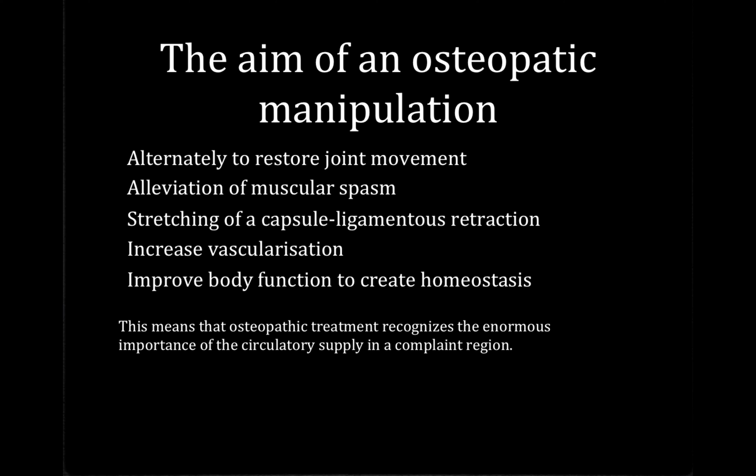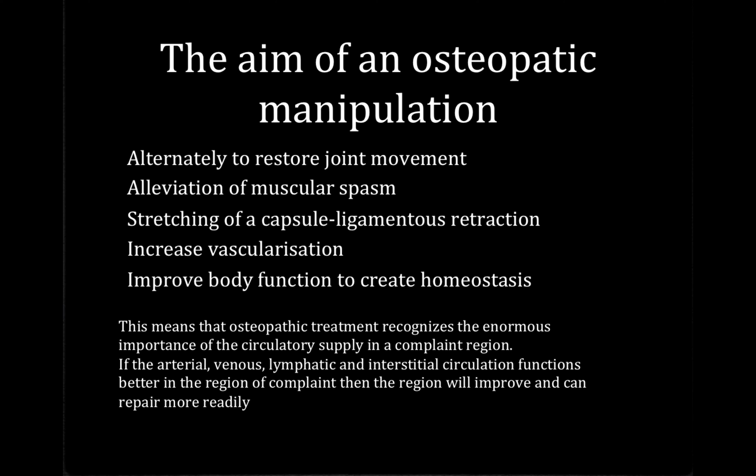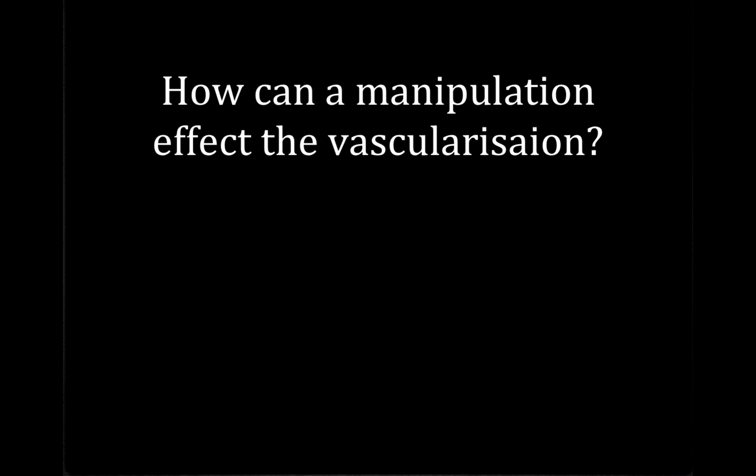This means that osteopathic treatment recognizes the enormous importance of the circulatory supply in an area of complaint, also known as the arterial rule. If the arterial, venous, lymphatic, and intestinal circulation functions better in a region of complaint, then the region will improve and repair faster, which causes a faster autocorrection. But how can manipulation affect the vascularization?